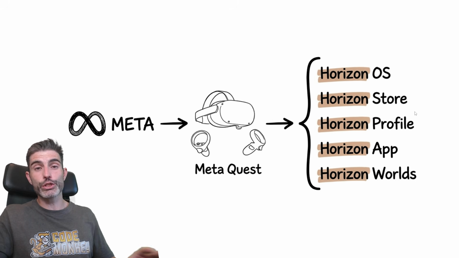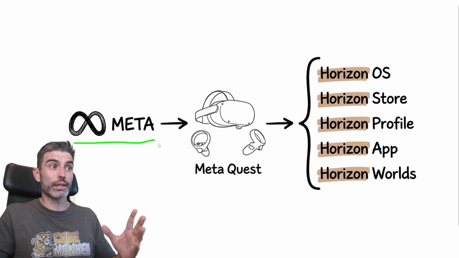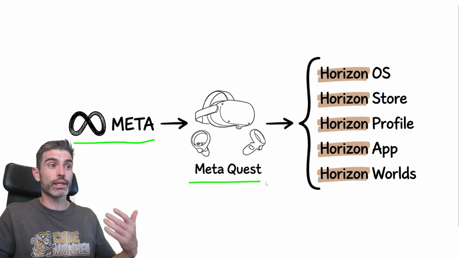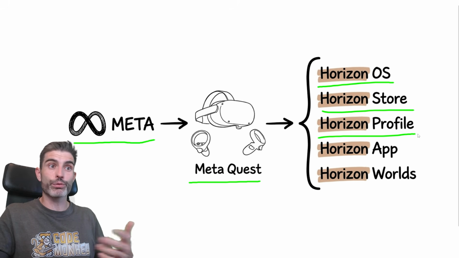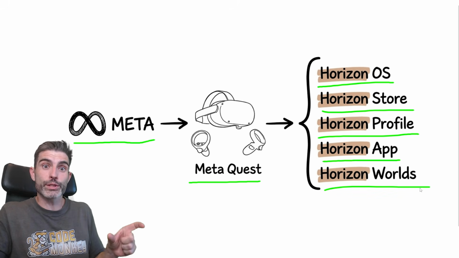So again, the name Horizon is shared amongst many things, but for the most part, you've got Meta, the company. The company makes the hardware, the Meta Quest. That hardware runs on the Horizon OS. You've got the Horizon Store where you can buy things, you've got your profile, you've got apps, and you've got Horizon Worlds, this separate thing.